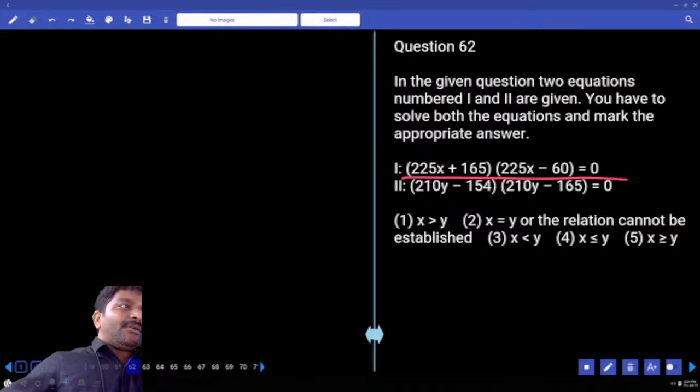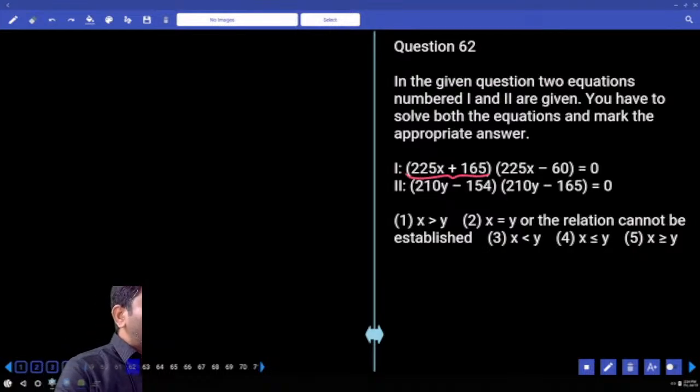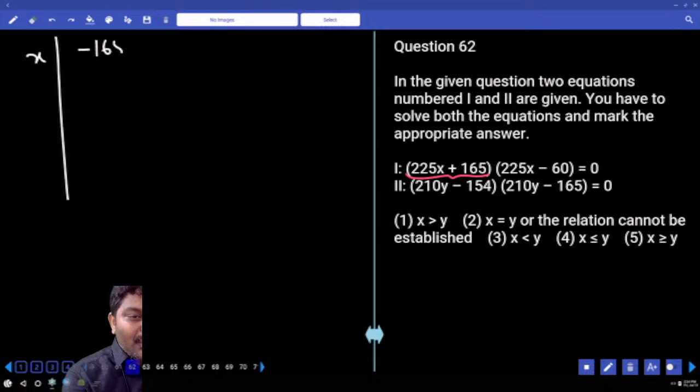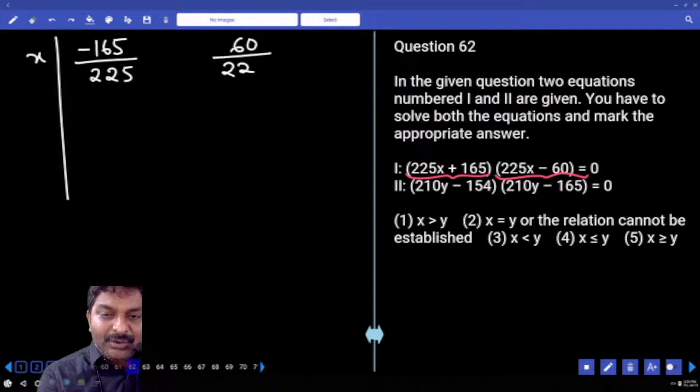A into B is equal to 0. A can be 0 or B can be 0. Anything can be 0, right? Now, in that way, if you take it, this value is equal to 0. That means x is equal to minus 165 divided by 225. Correct? If this value is equal to 0, x is equal to positive number 60 by 225.